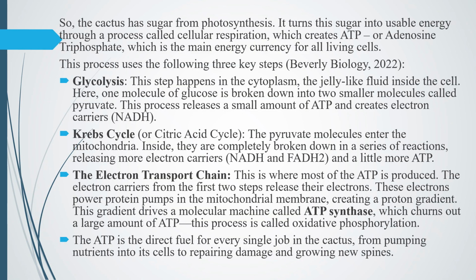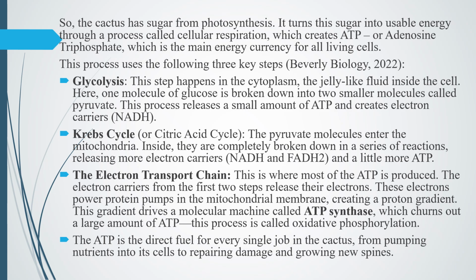So the cactus has sugar from photosynthesis. It turns this sugar into usable energy through a process called cellular respiration, as depicted in the previous image that I showed in the previous slide, which creates ATP, also known as adenosine triphosphate, which is the main energy currency for all living cells. This process uses the following three key steps.